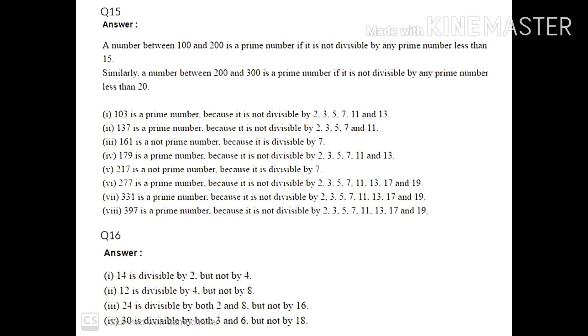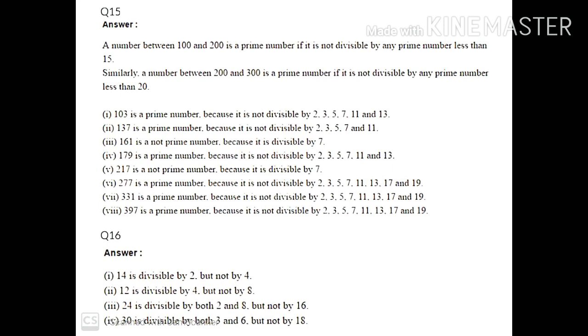The question is, which of the following are prime numbers? First, we have to write the rule. A number between 100 and 200 is a prime number if it is not divisible by any prime number less than 15. And similarly, a number between 200 and 300 is a prime number if it is not divisible by any prime number less than 20.